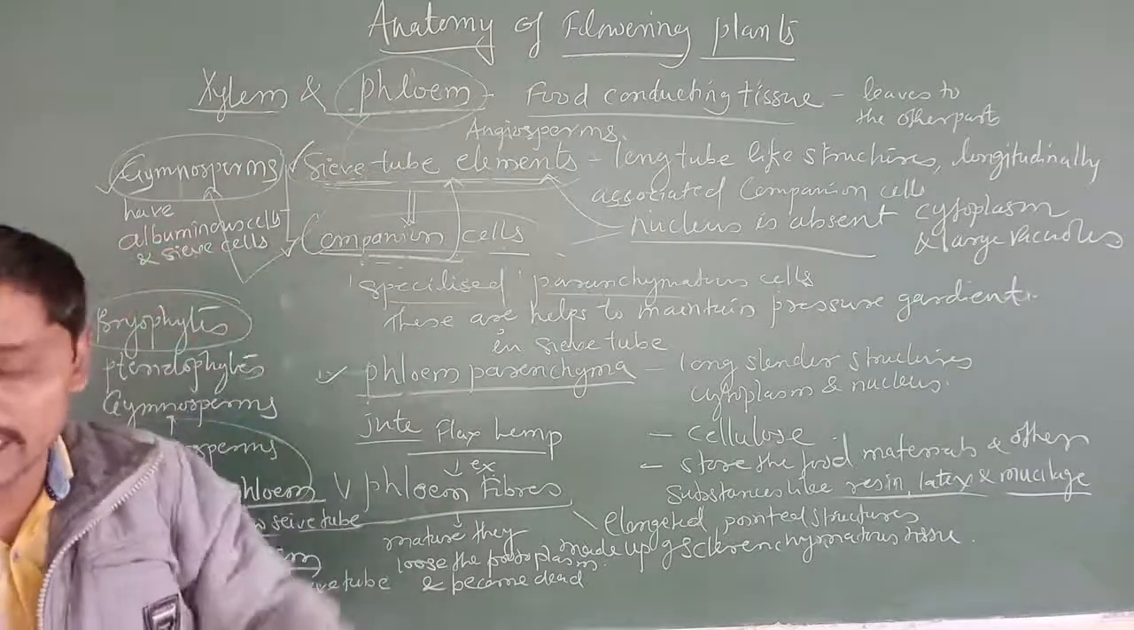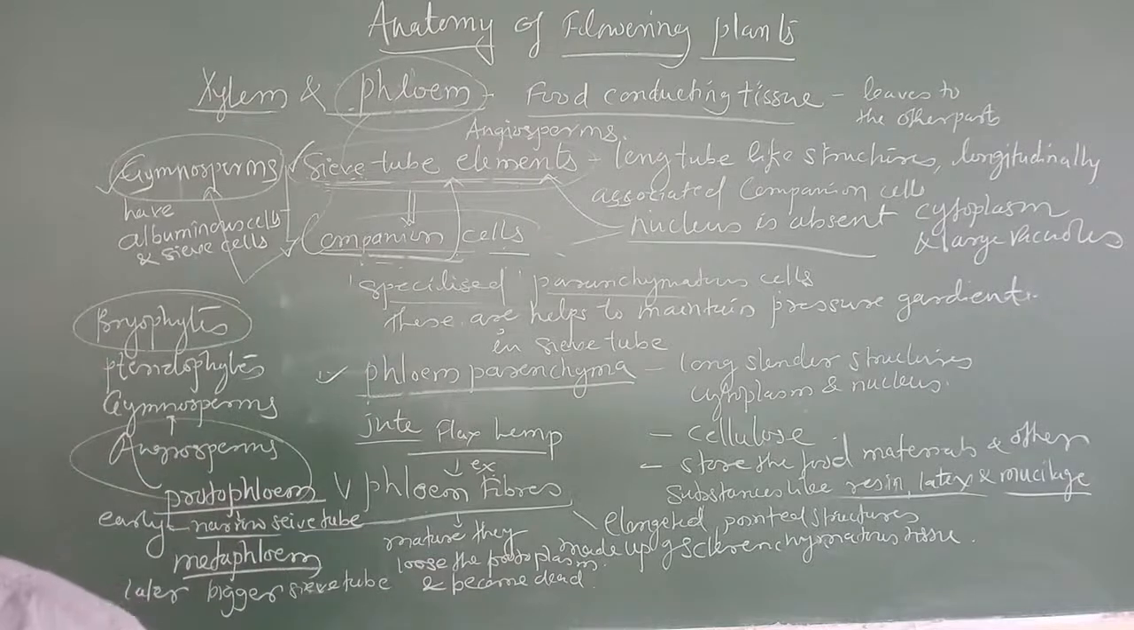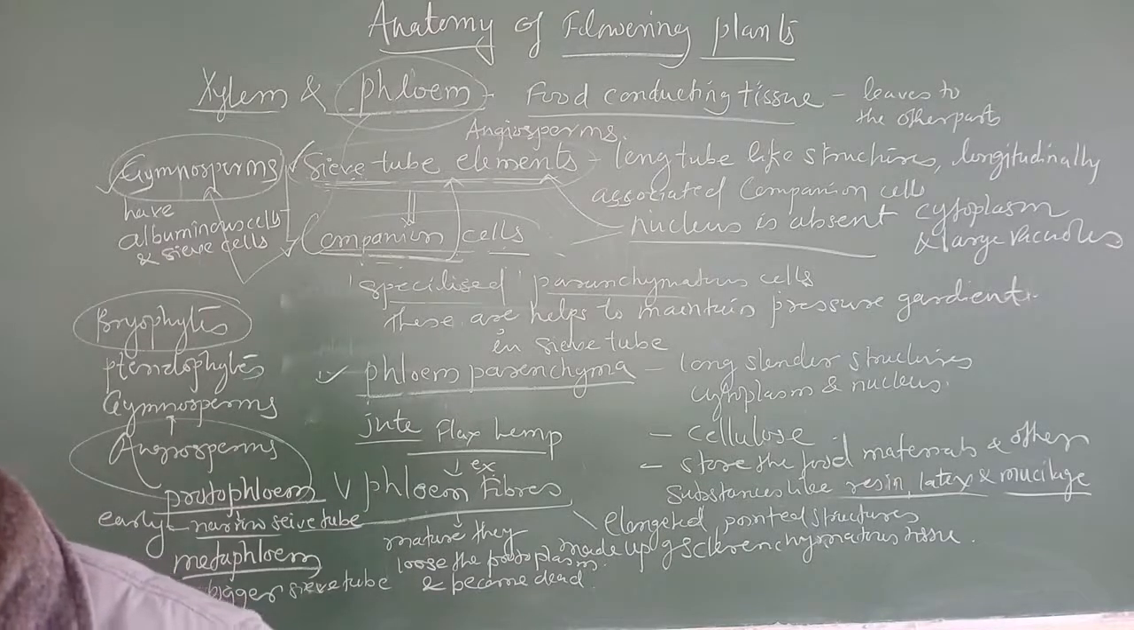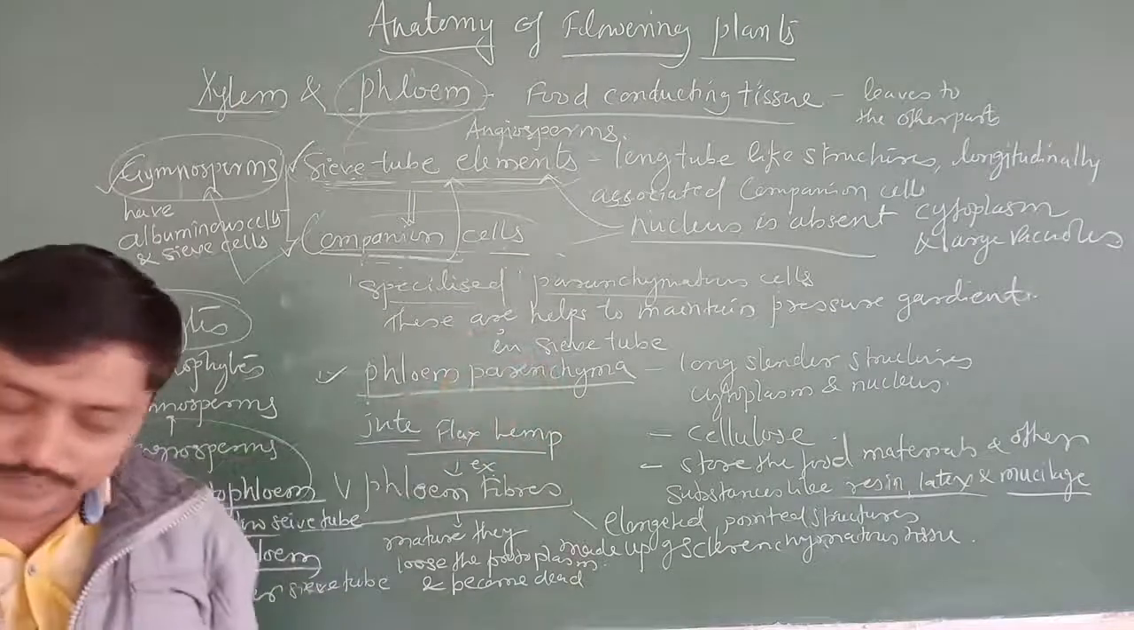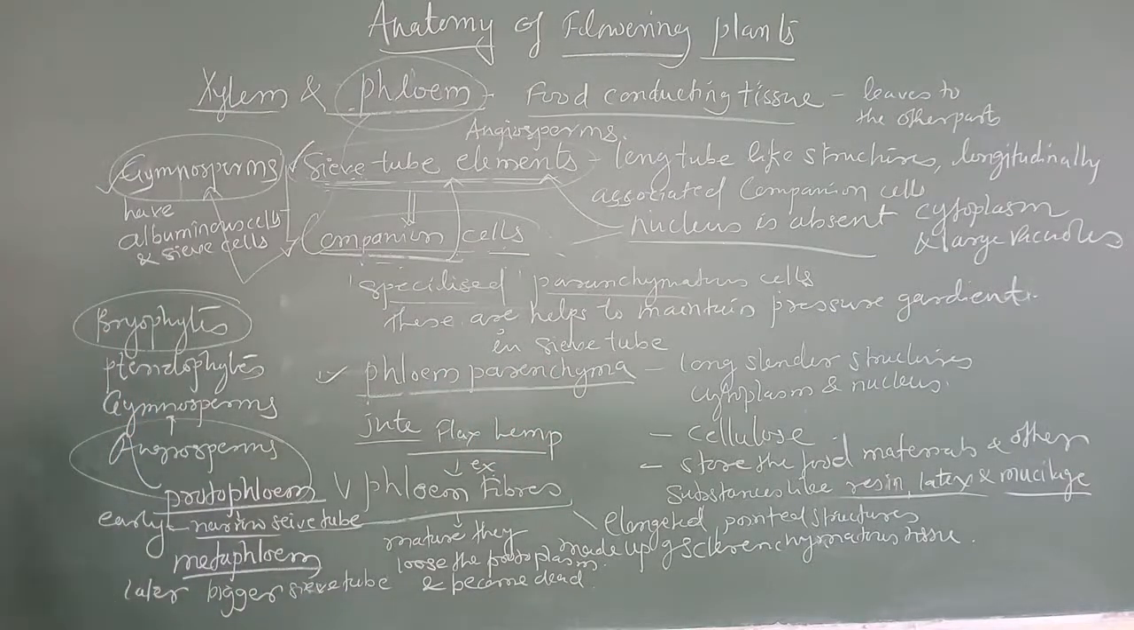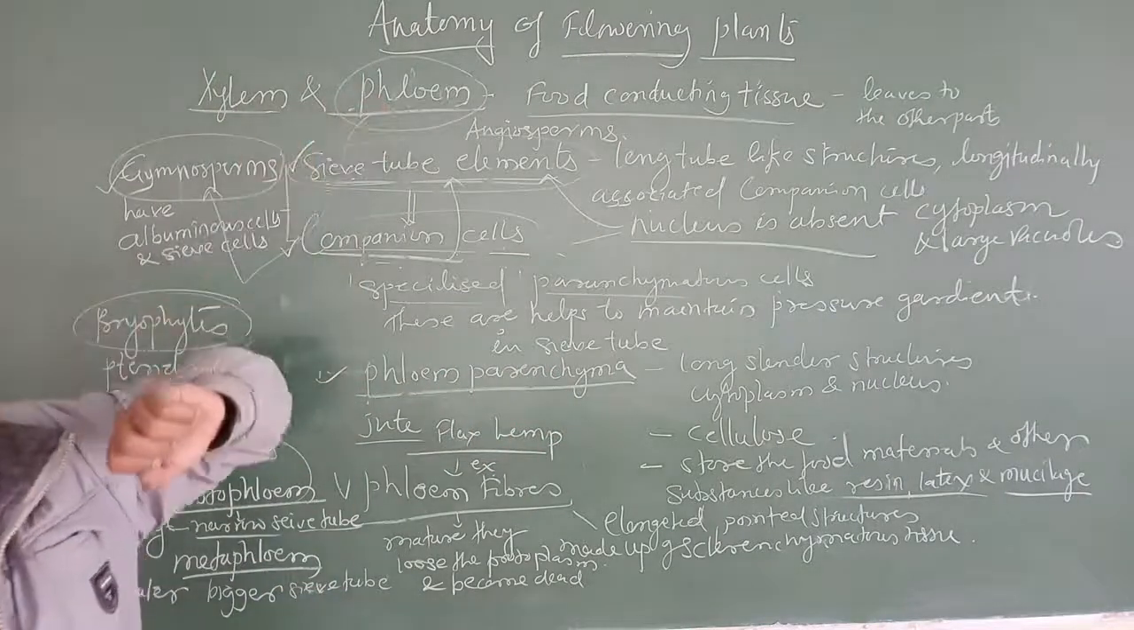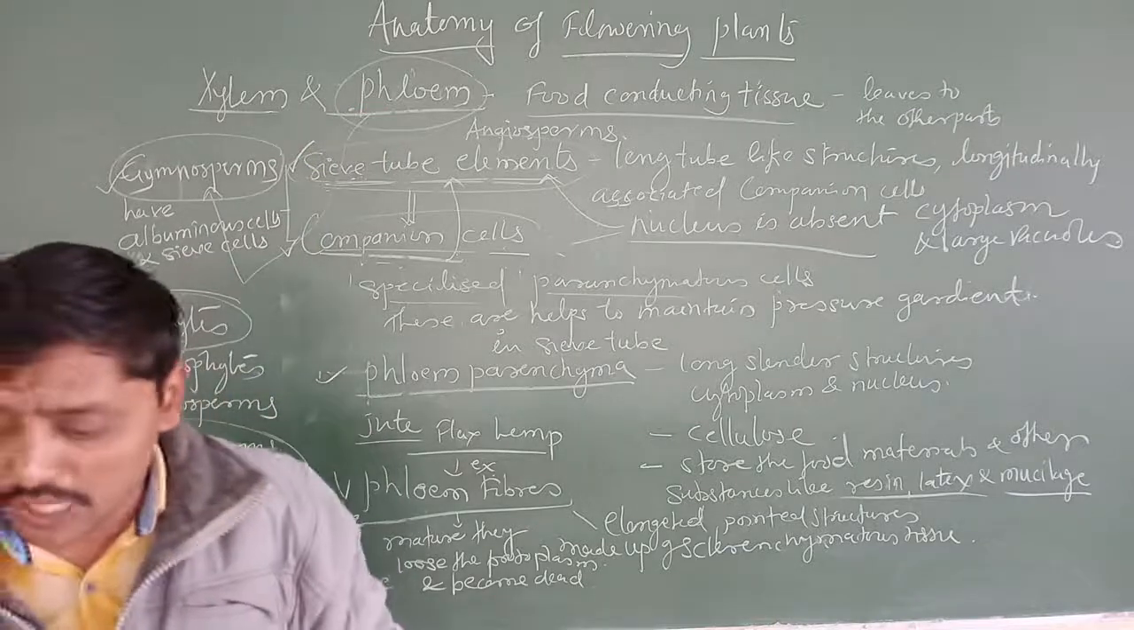So I told you in detail. Once you go through the book, the structures of these components are given there in detail. Companion cells are specialized parenchymatous cells which are closely associated with the sieve elements. They share common longitudinal walls, and companion cells help to maintain the pressure gradient. Now next, the primary phloem has 2 kinds of phloem.